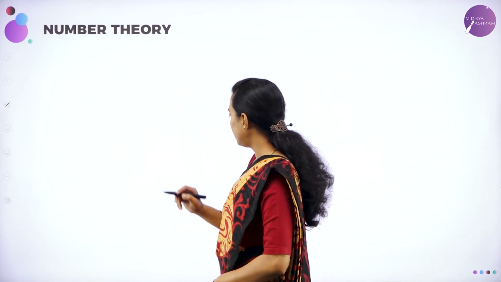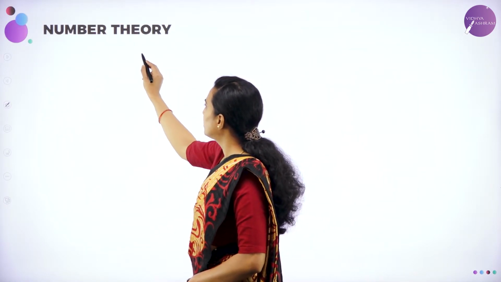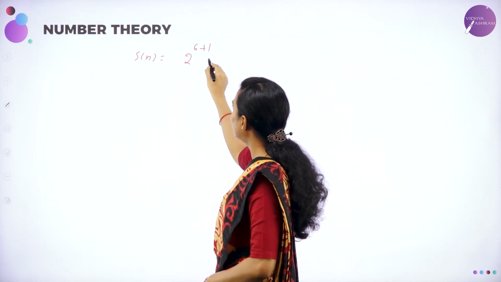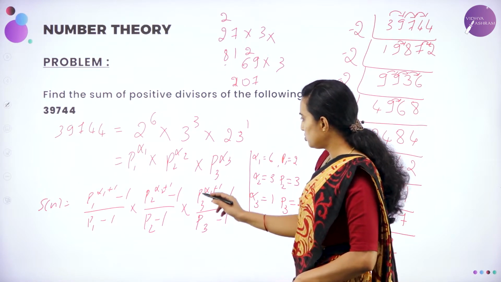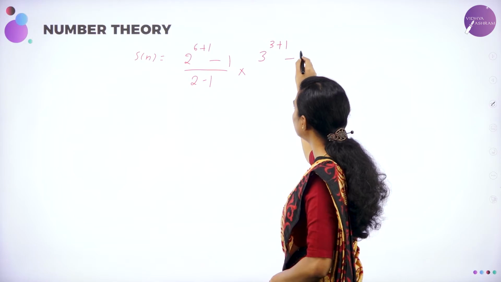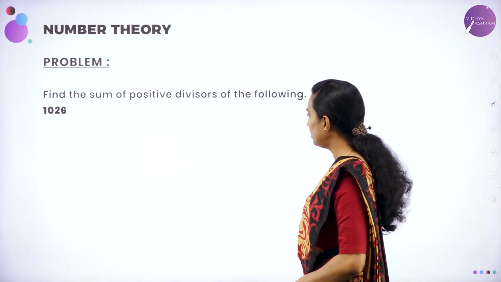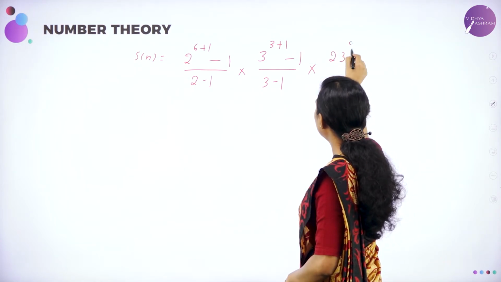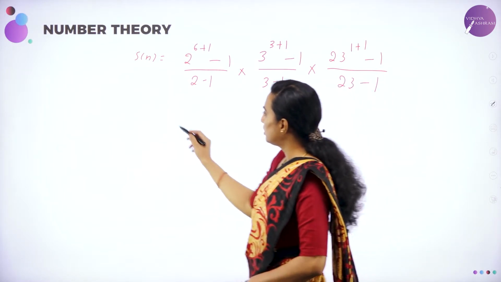P1 to the power of alpha 1 plus 1, that is 2 to the power of 6 plus 1. S of n is equal to 2 to the power of 6 plus 1, minus 1, divided by 2 minus 1, into again P2, that is 3 to the power of 3 plus 1, minus 1, divided by 3 minus 1, isn't it? Into, again, P3, that is 23 to the power of 1 plus 1, minus 1, divided by 23 minus 1. So let me solve this one.